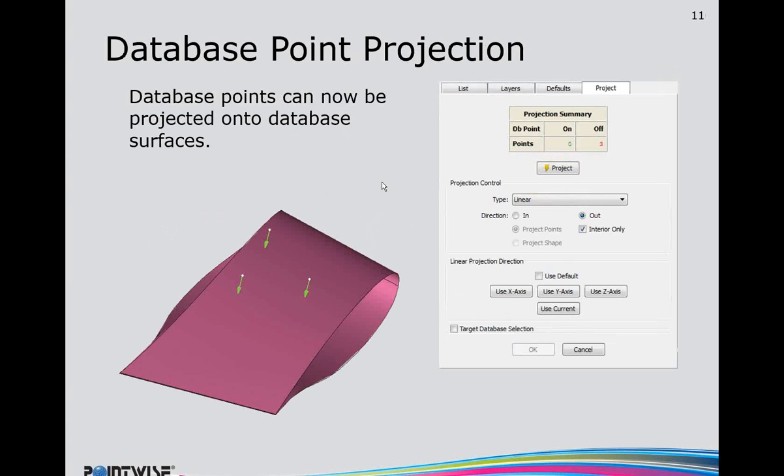The other projection change or addition that we have made in version 17.3 is the ability to project database points. It's a small new change, but it can be very useful, and we have had requests for this. In the image you see here on the slide, I just have 3 database points that I've created, and I'm in the projection panel with linear projection chosen. We can see the little projection vectors there for how Pointwise is going to project those points onto the database.